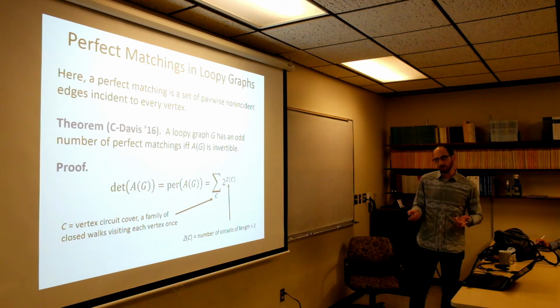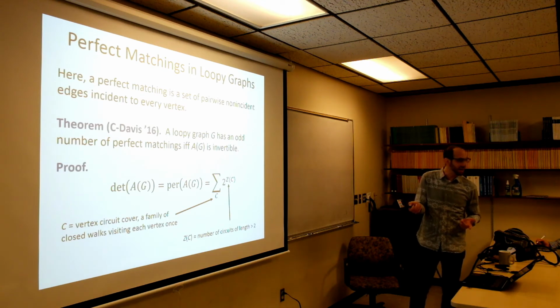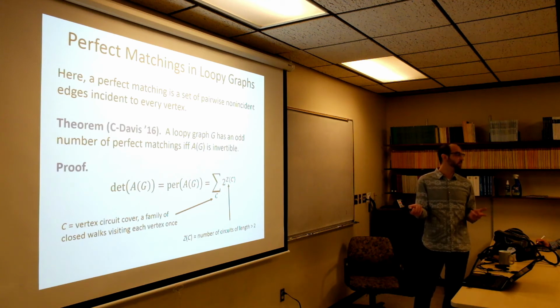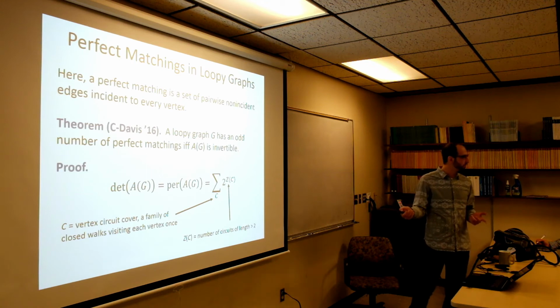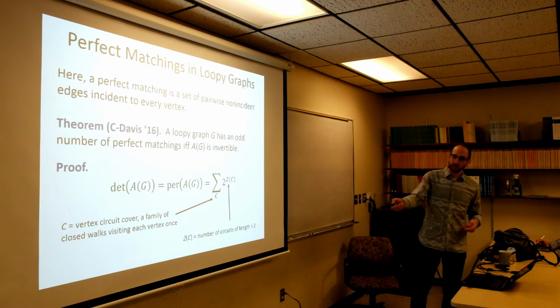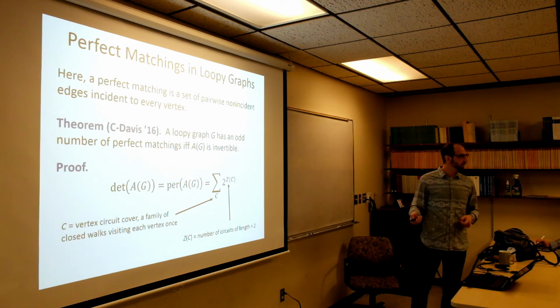Well, you can see that these terms are all 0 over F2 unless your vertex circuit cover is made out of only digons and loops. Those are perfect matchings, and so this just counts the number of perfect matchings. Of course, it's over F2, so you only get the parity. But it's the parity of the number of perfect matchings. So if there's an odd number of perfect matchings, the determinant, and therefore the permanent, I should say it the other way around, is 1, and otherwise 0, and so it detects the invertibility of the adjacency matrix.